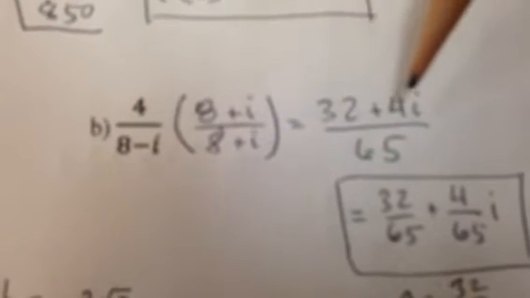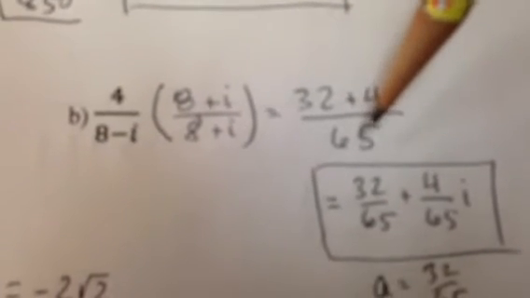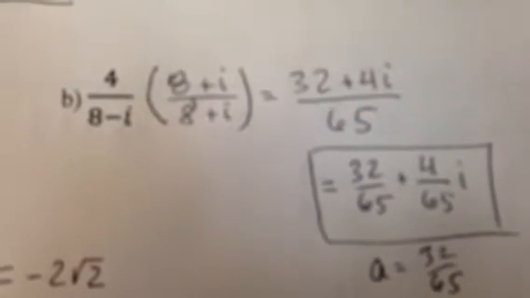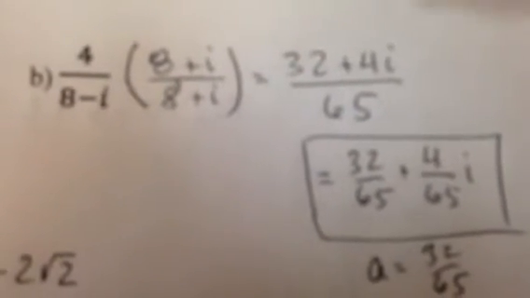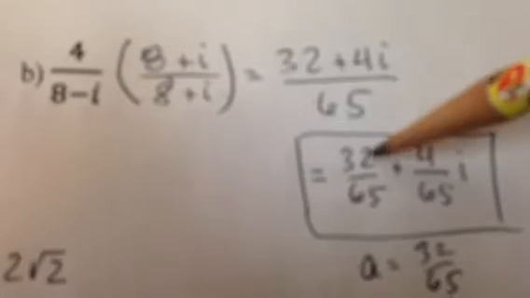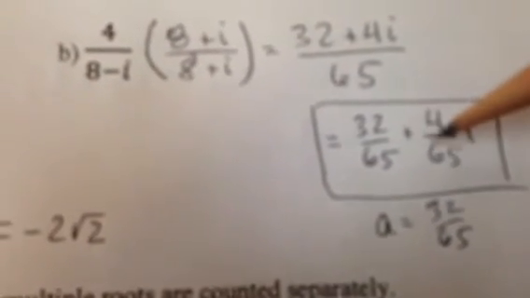So we got 32 plus 4i. That's just 4 times 8 plus i. 32 plus 4i over 65. And again, if I was to ask you what the value of a is in this number, that would be 32 over 65. Okay, so a plus bi form, very important to keep it in that form. Let's do the next problem.